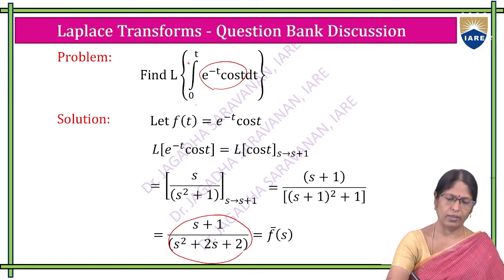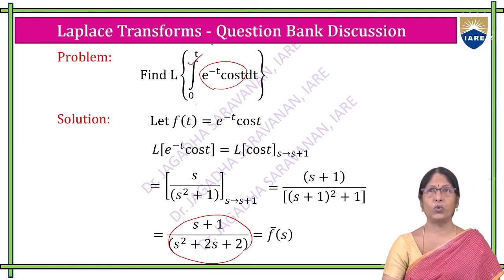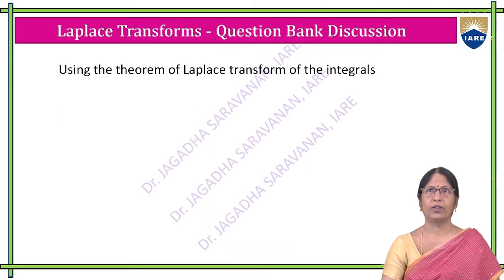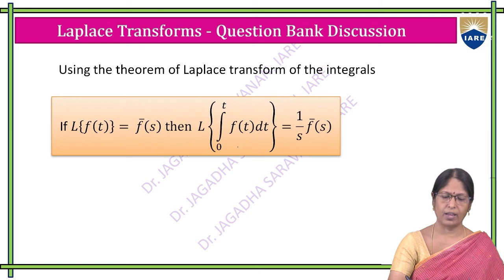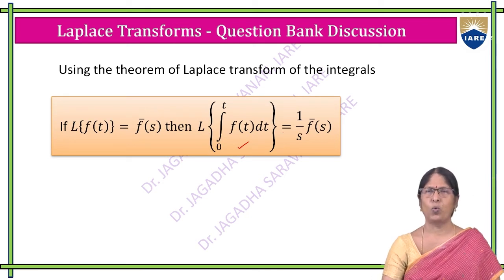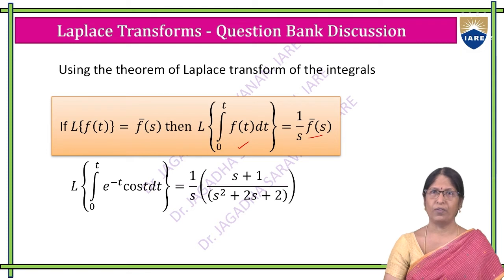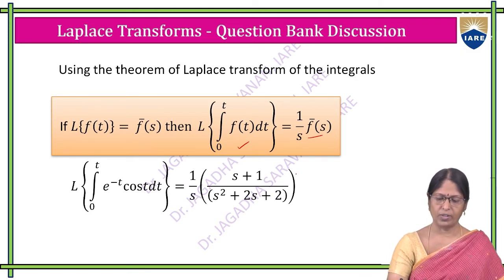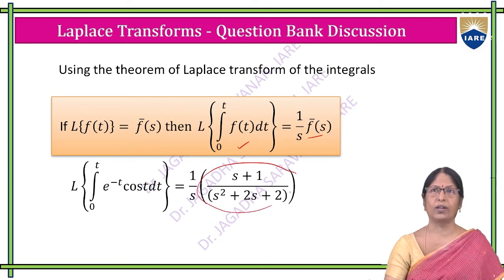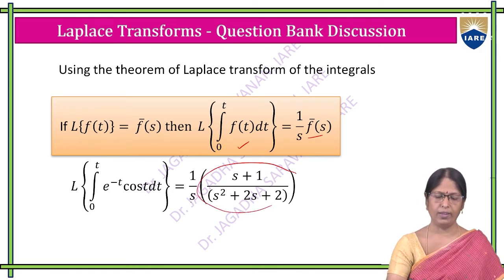Now the integral from 0 to t of dt, the integral theorem of Laplace we have to apply. That is, this is the integral theorem. What is the result we obtained? Just now we obtained f bar of s, and that is divided by s. Very simple, this Laplace integral theorem. So the result we obtained is this one, which is divided by s.